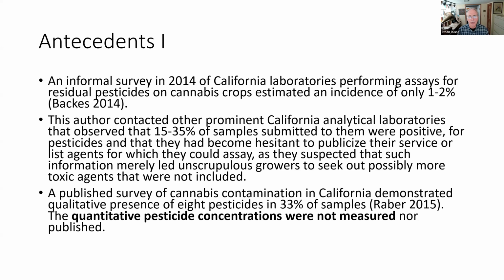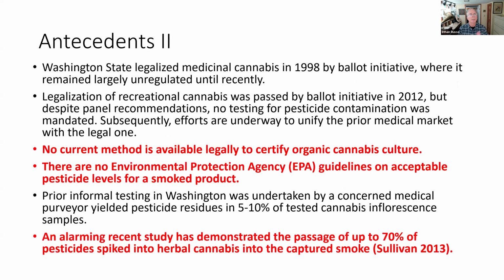Subsequently, there was a published survey of cannabis contamination in California by Raber et al. And they found 8 different pesticides in a third of the samples. They did not measure the concentrations, and they didn't publish this.